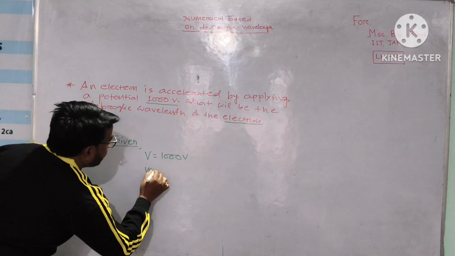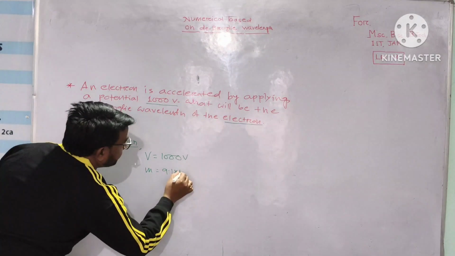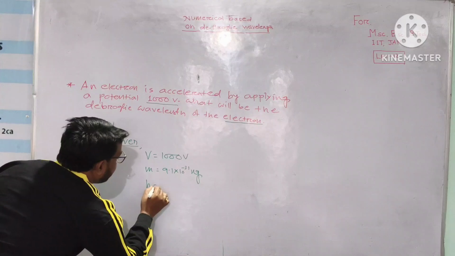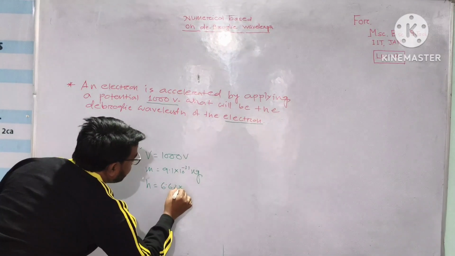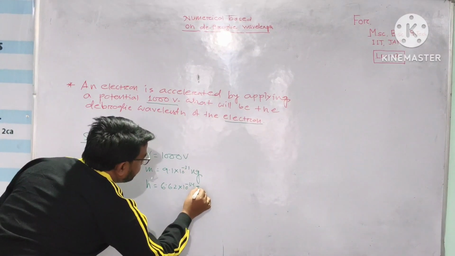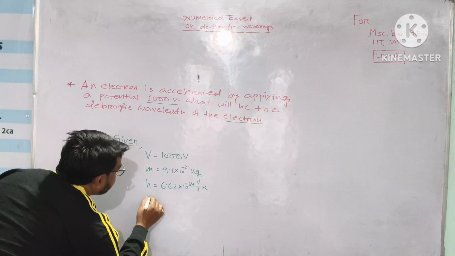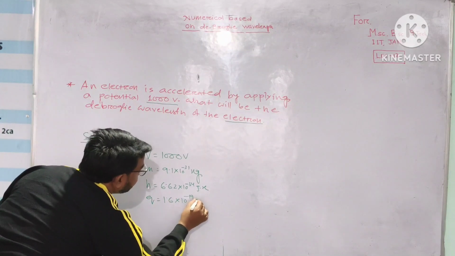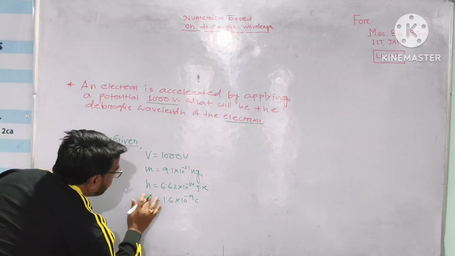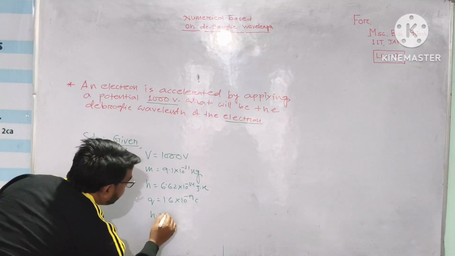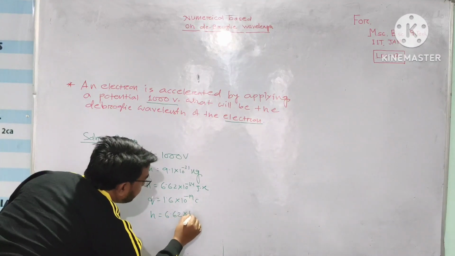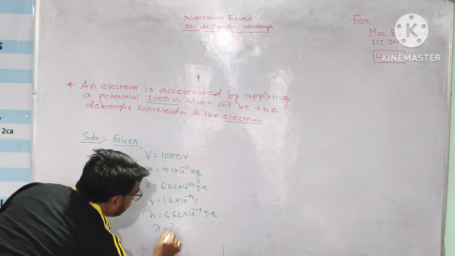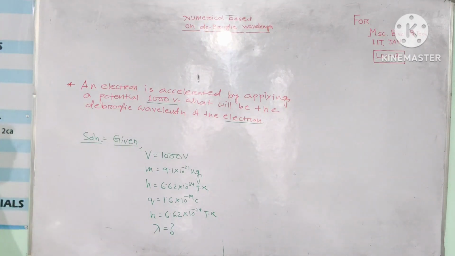and mass of electron equal 9.1 into 10 to the power minus 31 kg, and Planck constant h equal 6.62 into 10 to the power minus 34 joule second, and charge of electron equal 1.6 into 10 to the power minus 19 coulomb. What is the value of lambda?